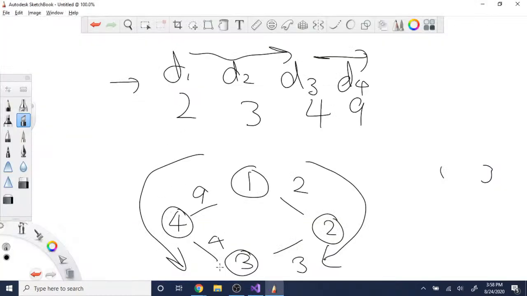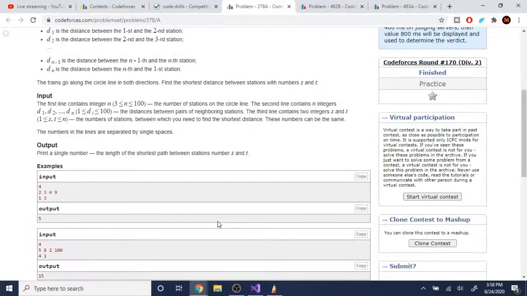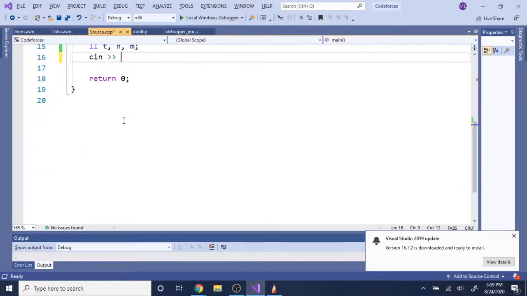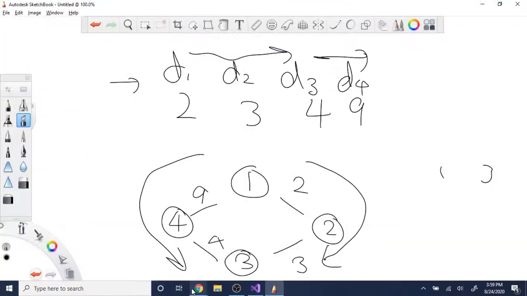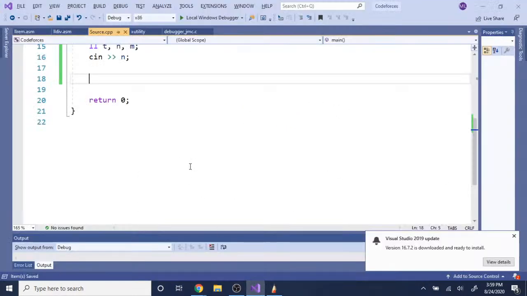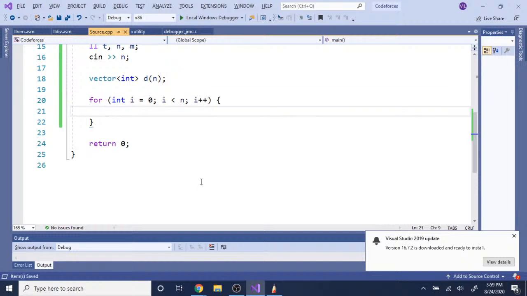So we have T of n. Okay, let's see how fast it would take for us to. So the first one's n. So we don't actually do this. We're gonna loop. Then we have a vector int d of n. Then we're gonna loop through from 0 to n, and then we're going to read in d of I.